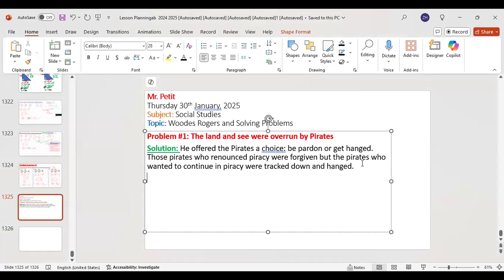But S-E-E? I thought it's S-E-A. Oh, wow, there's no way I did that. The pirates, the land and sea were overrun by pirates. Good. Now he had a motto.